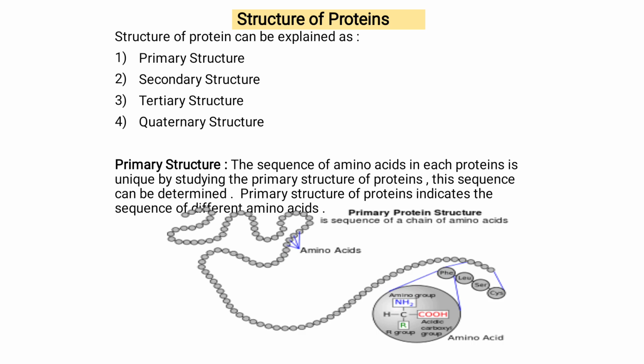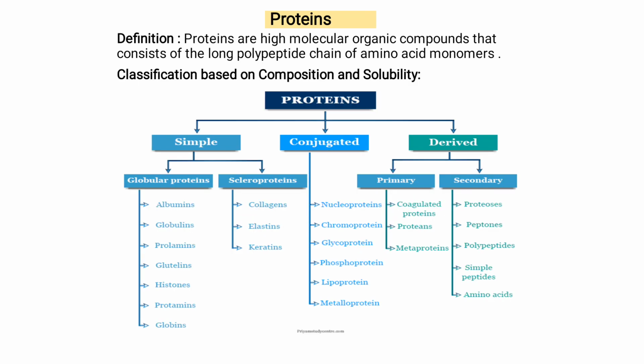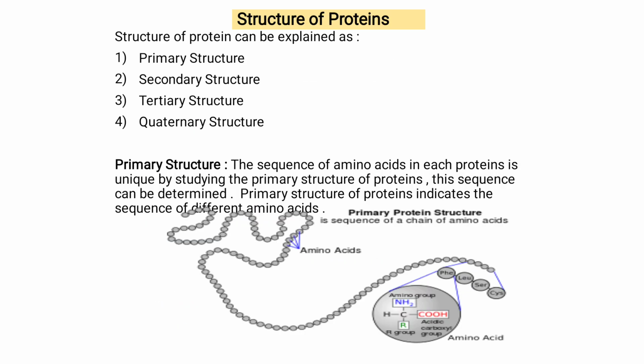Next is the structure of the protein. There are four levels of organization of the structure of the protein. The structure of the molecule can be explained as primary structure, secondary structure, tertiary structure and quaternary structure. We will study them in brief in the next lecture.